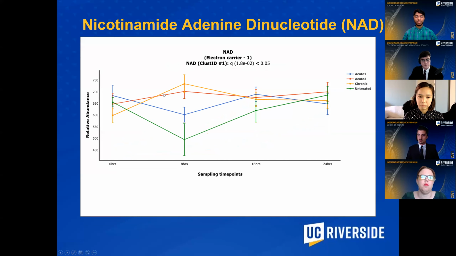At the 8-hour time point specifically, we see the treatment groups varying quite a bit, with the orange group in the chronic treatment increasing in relative abundance of NAD, and the untreated group decreasing. And these groups eventually pick back up later on and become more similar.